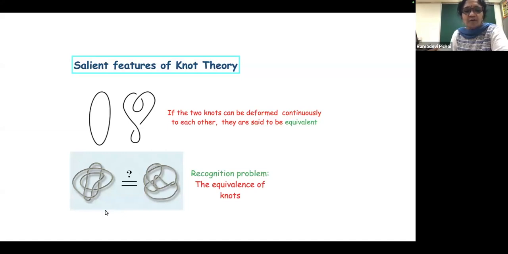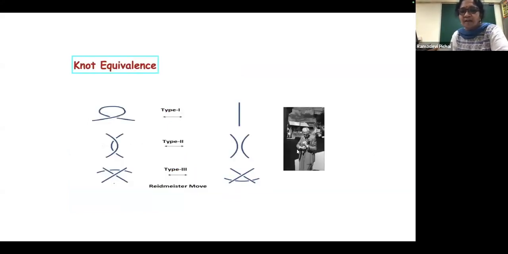But if I give you a very complicated object and tell you that these two are equivalent, you have to do a lot of hard work to push and pull and see whether we can get back this. So we need a systematic set of rules to show A is equivalent to B or A is not equivalent to B. Suppose I say that A is equivalent to B, I need to propose a set of rules and apply them on A and see whether we get B. Those were proposed by the famous Reidemeister.